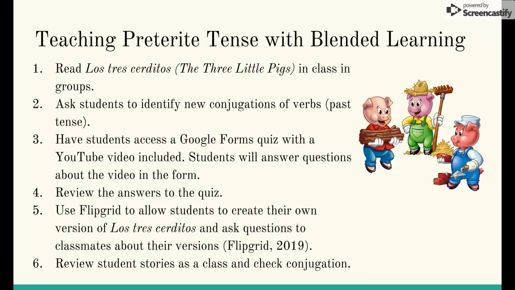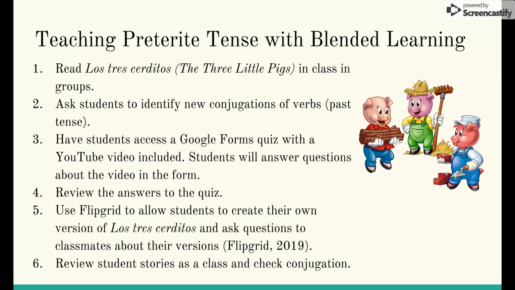I would then have students go on to their Chromebooks, and using a Google Forms quiz, they would have a YouTube video in that quiz that would include the information for the preterite tense conjugations. They would be taught that in the video and then answer questions. With those questions, as soon as all the students are done, I can put that up on the board and we can look at which questions the students got right, which ones they struggled with, and then address those. So we would be reviewing those questions face to face in class that used our technology from before.